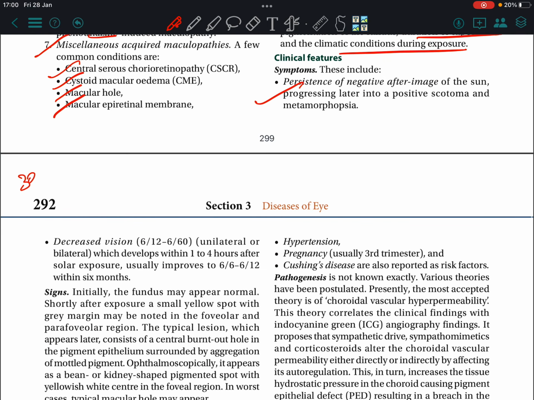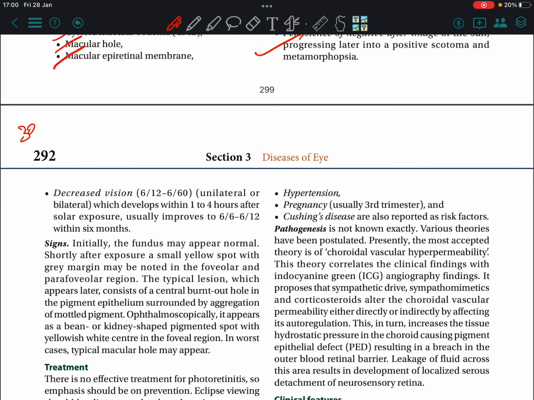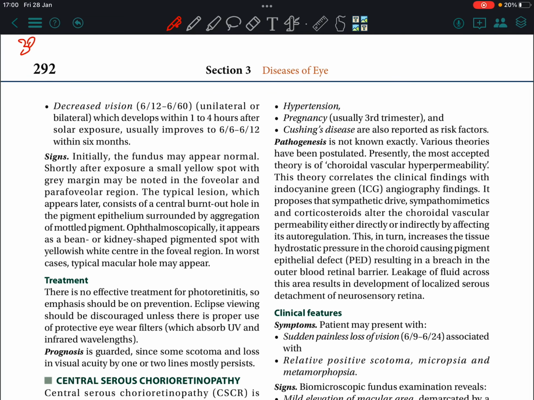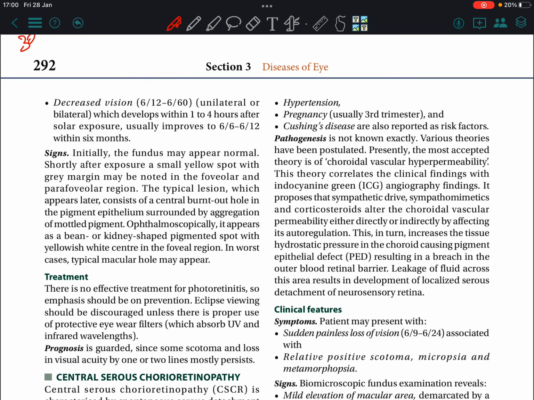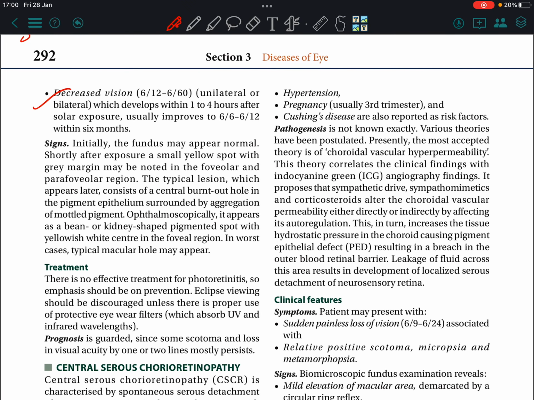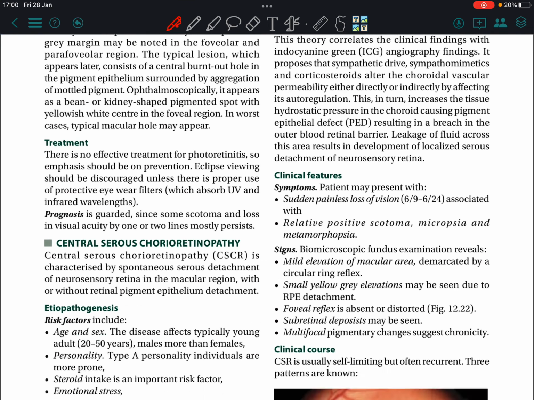Symptoms: persistent negative afterimage of the sun, processing later into positive scotoma and metamorphopsia. Decreased vision develops within 1 to 4 hours after solar exposure.